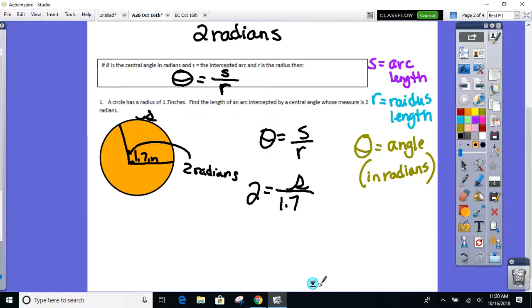Multiply both sides by 1.7, cross multiply. S will be equal to 3.4 inches. Okay, so that's the arc length. And could I have done that without the formula? Yeah, because if that was 2, as we saw below, the arc length must be double the radius, but that's not going to be the case anymore. Everyone all right using the formula?